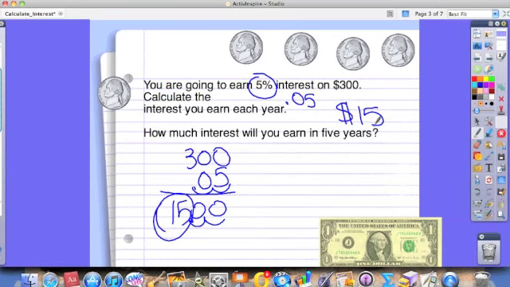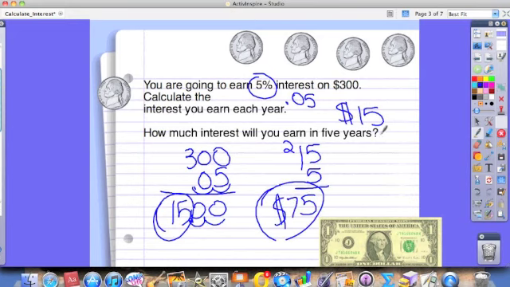Well, the next question asks, how much will that be in 5 years? Well, that would be 15, 15, 15, 15, 15, 5 times. Well, 15 times 5 is $75. So in 5 years, my $300 would earn me $75. So the bank actually pays me for keeping my money in their bank. Pause the movie now and copy the steps to solve this problem in your notes.